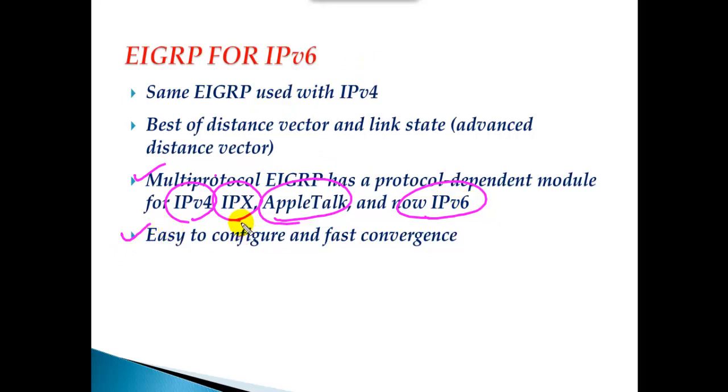Now when it comes to features, the calculation process, the metric, everything is exactly the same as what we have learned in IP version 4. So before we move on, I expect you to know the basic configuration of IP version 4 EIGRP and how the protocol works. So let's get into the configuration of EIGRP for IP version 6.